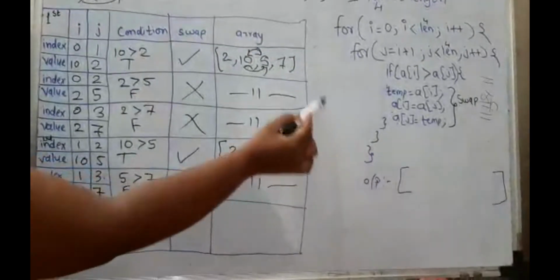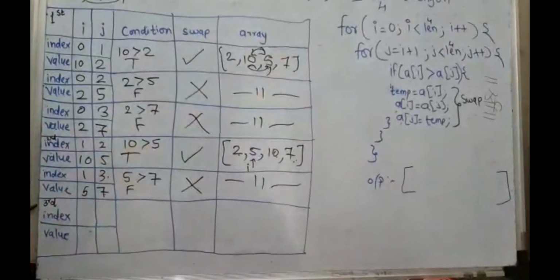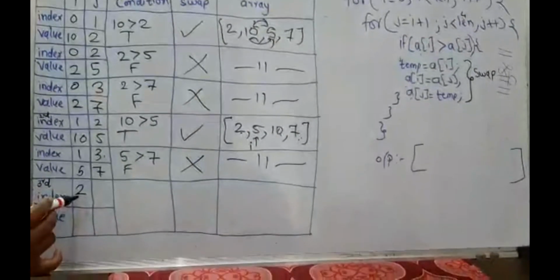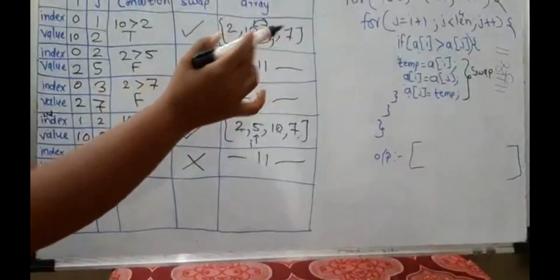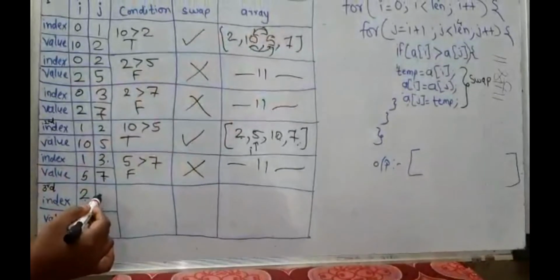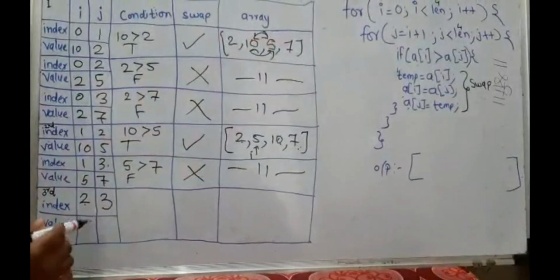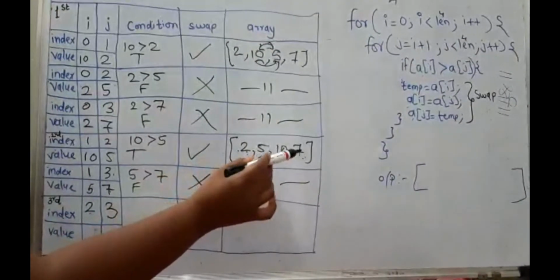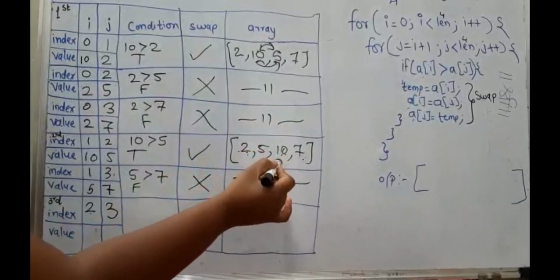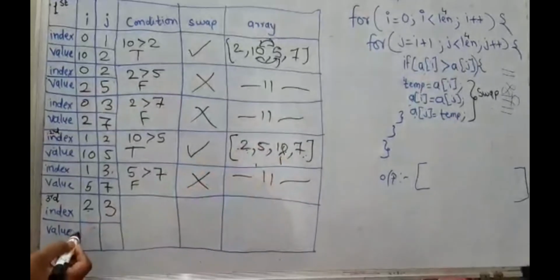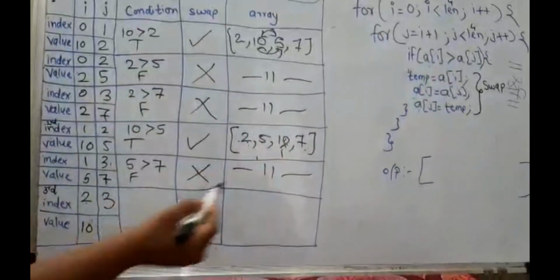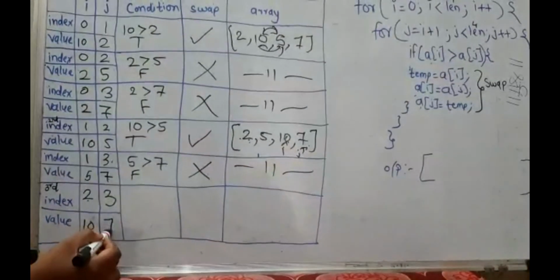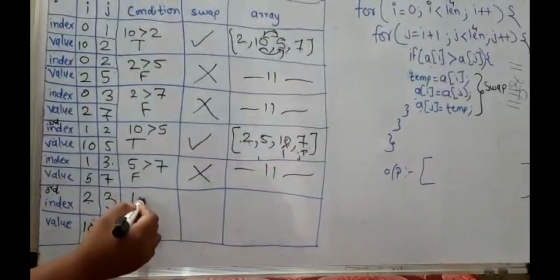Now i gets incremented. This is the third iteration of i. So i's value is 2. Now j's value is i plus 1, that is 2 plus 1 is 3. So let's check with the array. At the second index, 0, 1, 2, i points here and the value is 10, and j points to the last location, that is the third index, and the value is 7. We have to check the condition.